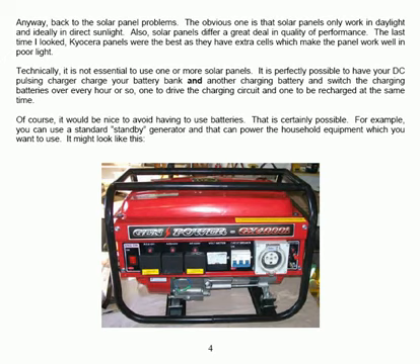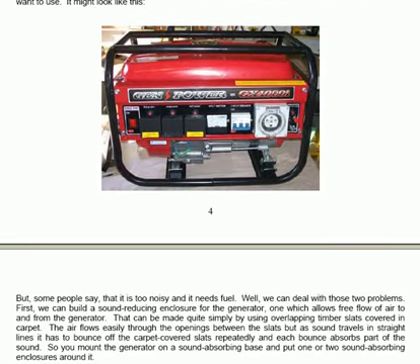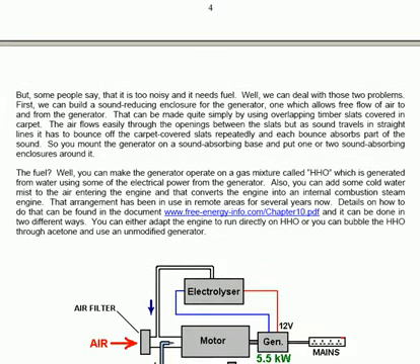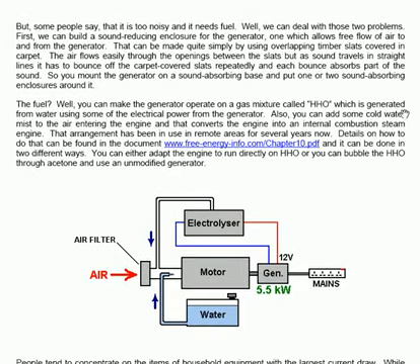First, we can build a sound reducing enclosure for the generator, one which allows free flow of air to and from the generator. That can be made quite simply by using overlapping timber slats or planks covered in carpet. The air flows easily through the openings between the slats, but as sound travels in straight lines, it has to bounce off the carpet covered slats repeatedly, and each bounce absorbs part of the sound. So you mount the generator on a sound absorbing base and put one or two sound absorbing enclosures around it.